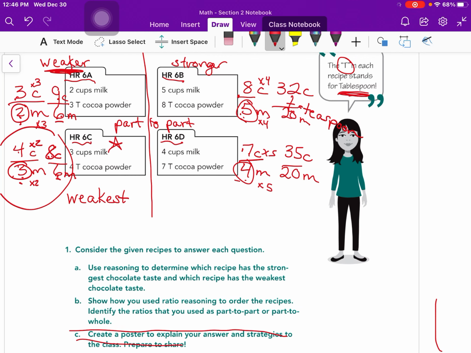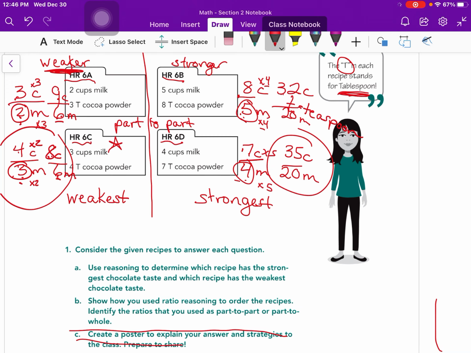Little teaspoons in the way there. So I'd have to make this one 4 times, this recipe. So now I have equal parts milk, 20 parts, 20 parts. And on the top, I notice this is 32 tablespoons of cocoa to 35 tablespoons of cocoa. This guy has a little bit more cocoa than the other one, so this one is the strongest.